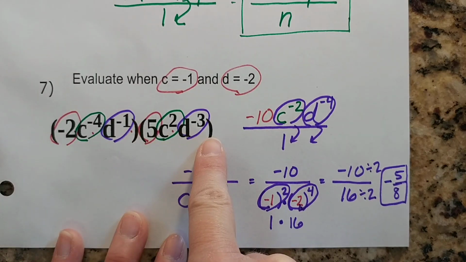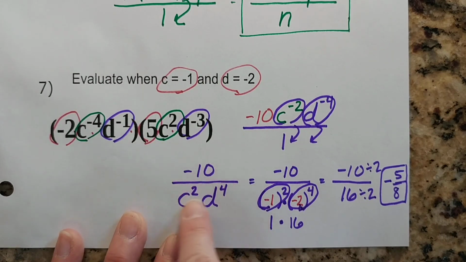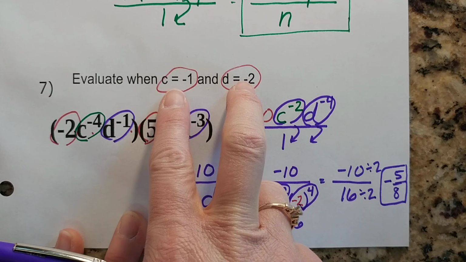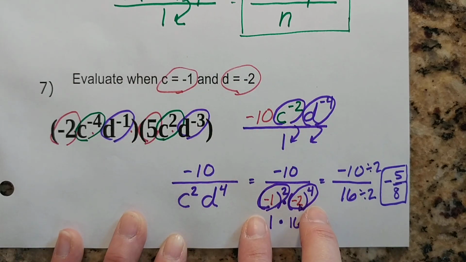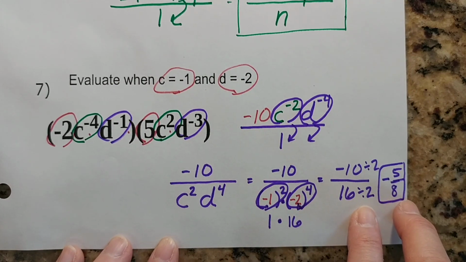So we took this expression. First, we simplified it. We got this. Then we took the values for C and D and plugged them in. And then we simplified it to get negative 5/8.